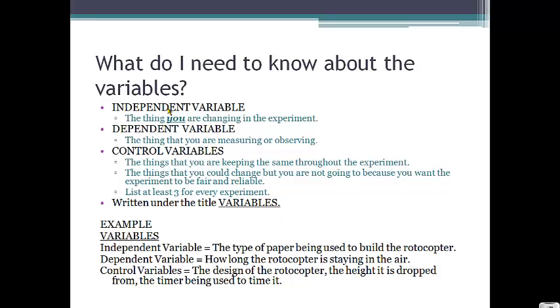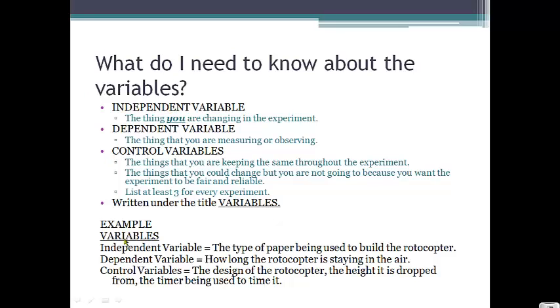So let's say I dropped the construction paper rotocopters from 5 feet and the printer paper rotocopters from 10 feet and the tissue paper rotocopters from 7 feet. When I get my results of how long they stayed in the air, I have no idea whether or not it was actually the paper that made one stay in the air longer, or if it was because I dropped it from a higher height or a different height. That would not be a good experiment because I've changed more than one thing. I've changed 2 things. I've changed the height and the type of paper. So make sure you're only changing one thing in an experiment, and that way you know that your results are valid and that they're caused by only that one thing.